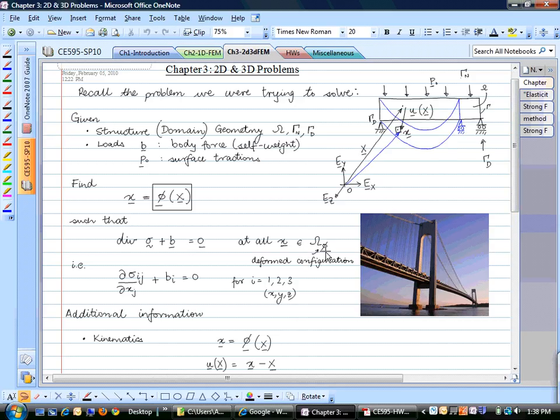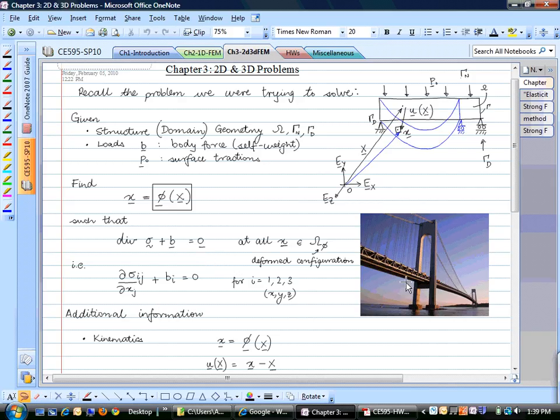This is a little bit of notation here. I'm calling my original structure omega, and after it deforms, it will go to a new configuration which I'm calling omega subscript phi, because it is deformed through the map phi. What I'm trying to say here is that this equation holds at each and every point in the deformed configuration. Consider a real structure: you go to any point in that bridge, in the cable, anywhere. This is the equation that needs to hold, because this is just an equilibrium equation.